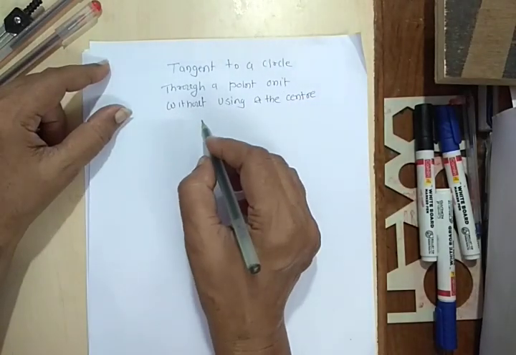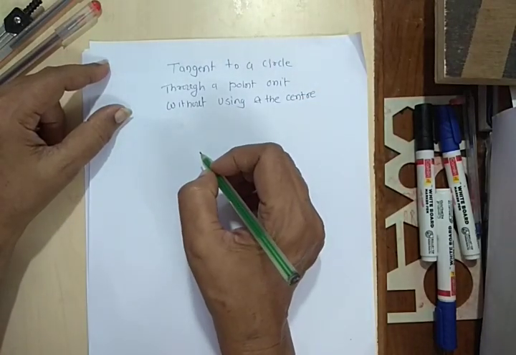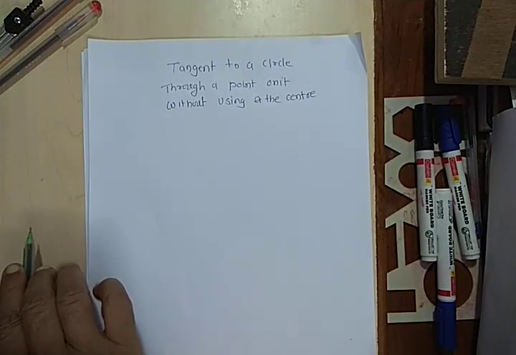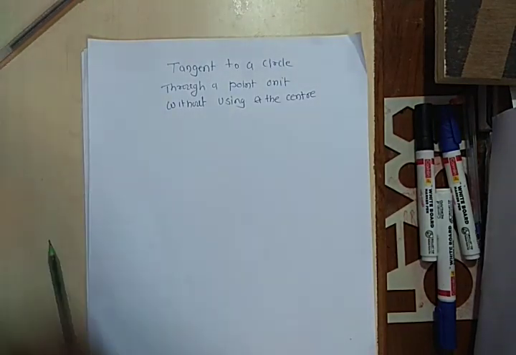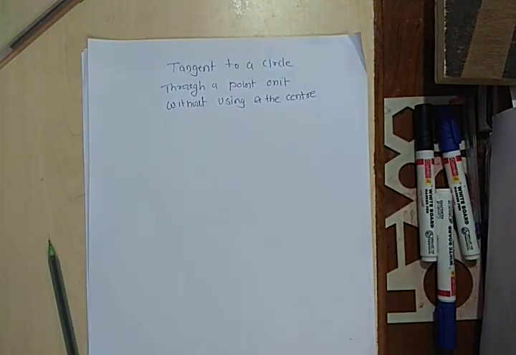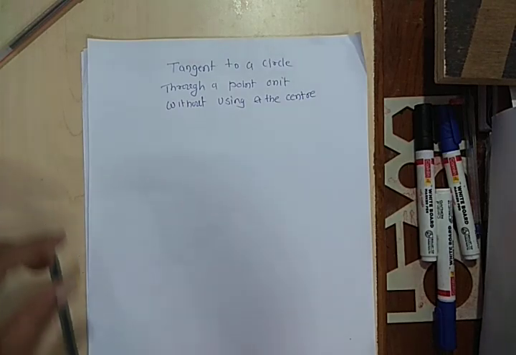Now here, yesterday we learned how to draw a tangent to a circle using the center of the circle. We joined the point and the center of the circle, used that radius, and used the tangent-radius perpendicular theorem to draw the tangent. Now, without using the center, how to draw?